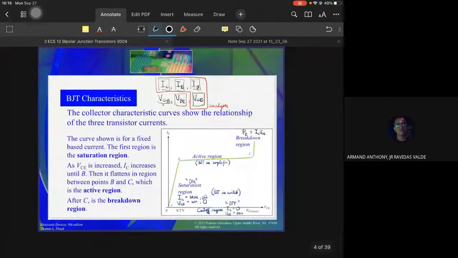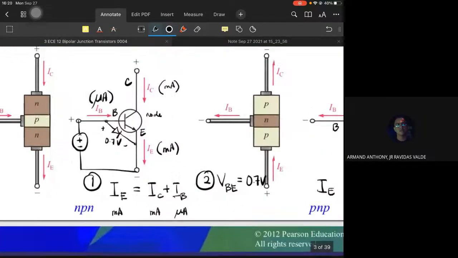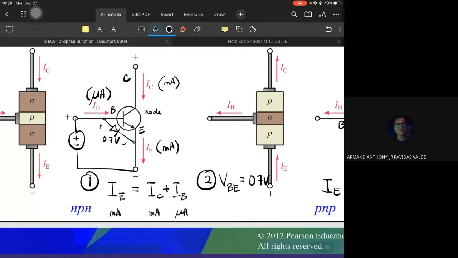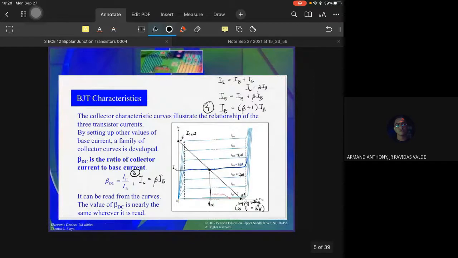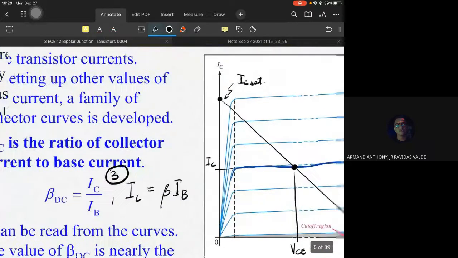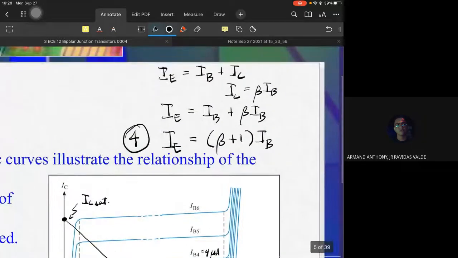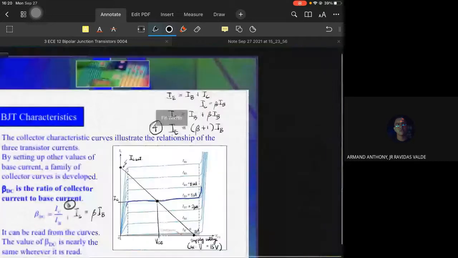Starting with these: IE equals IC plus IB. VBE is 0.7. IC is beta IB. And IE is beta plus 1 times IB. So, memorize these.